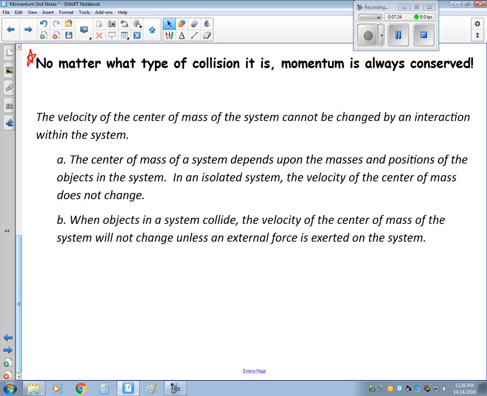All right, this is going to conclude our unit on momentum.